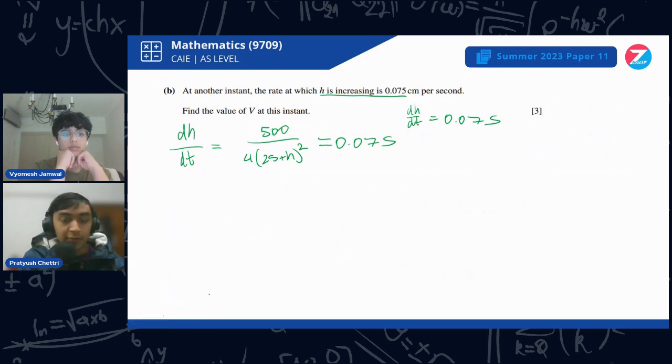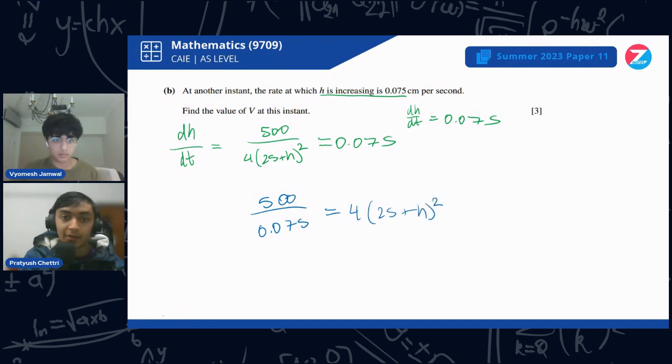And now let's just execute that plan. I could flip these. Flip as in exchange. 0.075 is equal to 500 over 4 times (25 plus h) squared. 625 plus 50h plus h squared is equal to that.